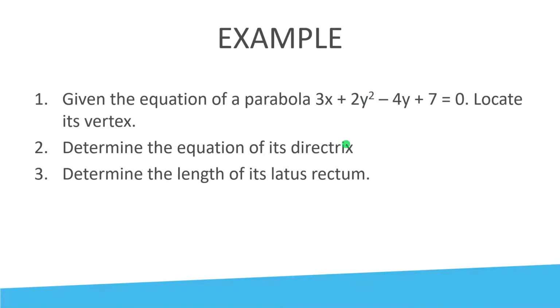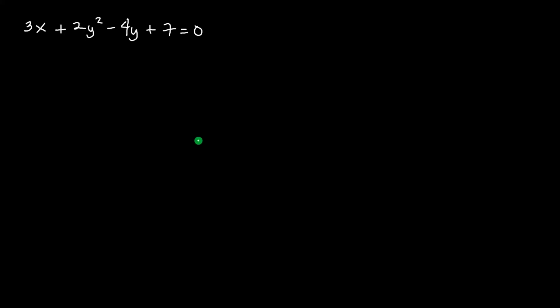So let's solve. Here's your problem. First, change the general equation to the standard form of the equation of a parabola. Since this is a parabola where the term 2y² is of second degree, if we're going to make the standard form, we put all the terms with y on the left-hand side of the equation. So 2y² − 4y, and the other terms should be on the other side: −3x − 7.